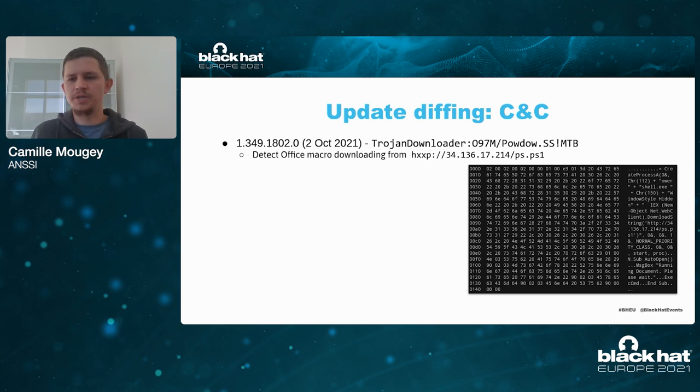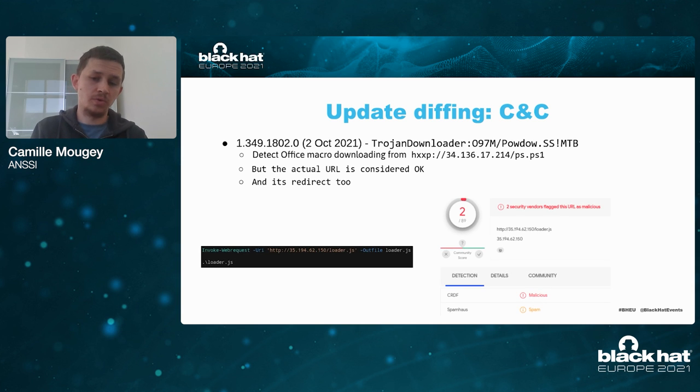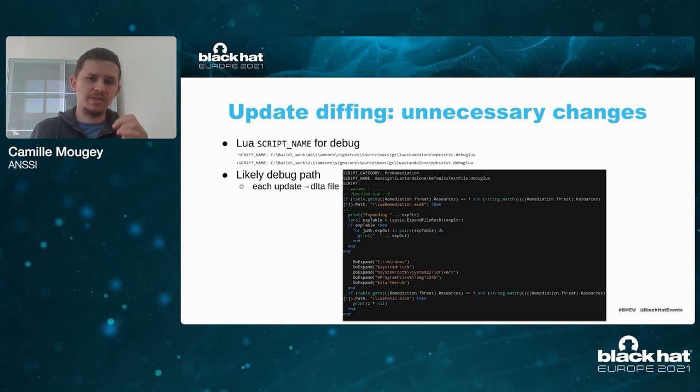We can also try to find C&C. So here is an example in the recent update of a URL which is checked inside an Office macro. But if we run the file, the actual URL is considered okay, and the redirection is also considered fine. So it's checking the macro, but not checking the actual URL used.